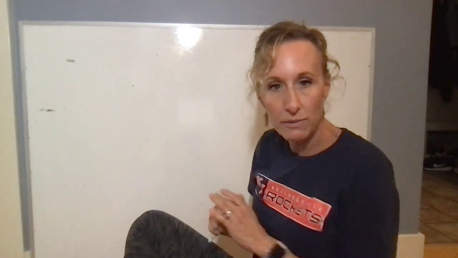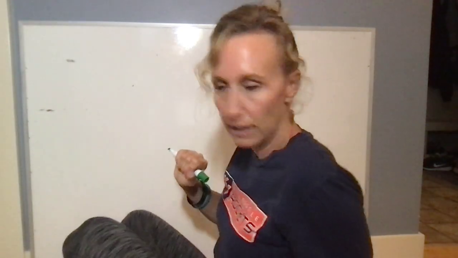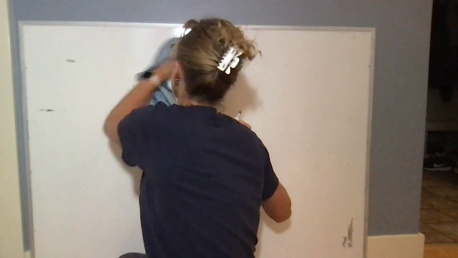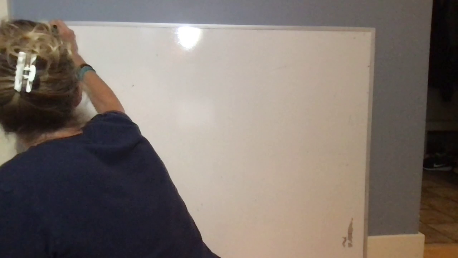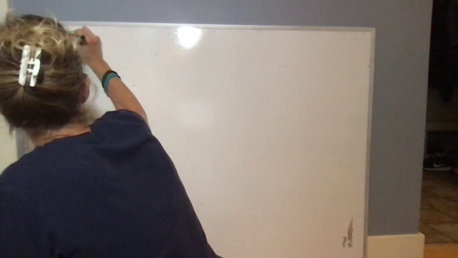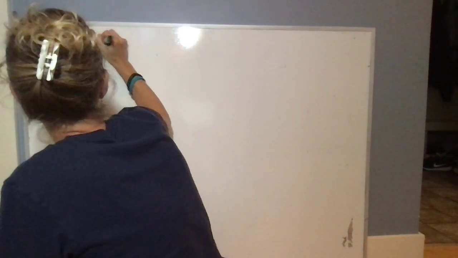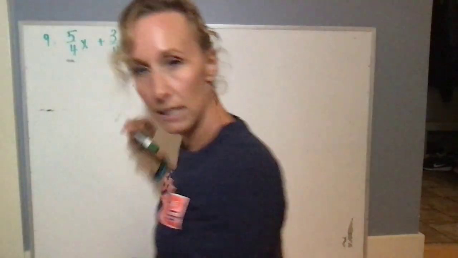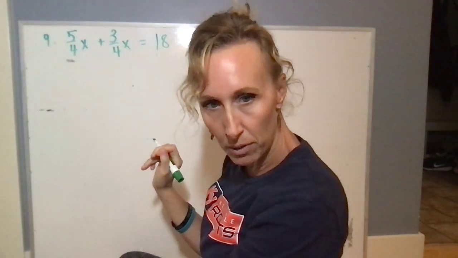Okay, so let me look on my screen here. Number 9, it looks like, says 5/4x plus 3/4x equals 18. So let me write that in. I've got to dry that off. All right, so number 9 is 5/4 x plus 3/4 x equals 18, right? And then let's look at 10 while we're here too.